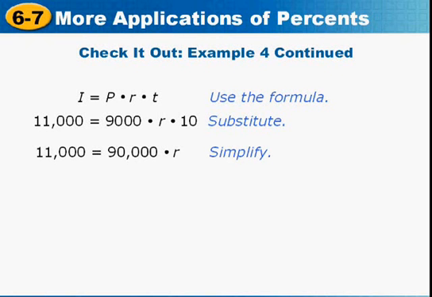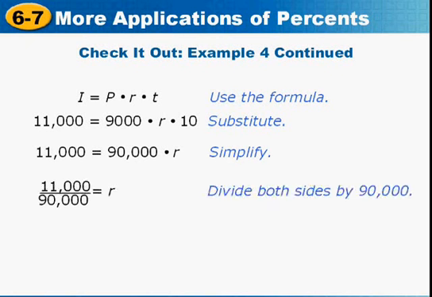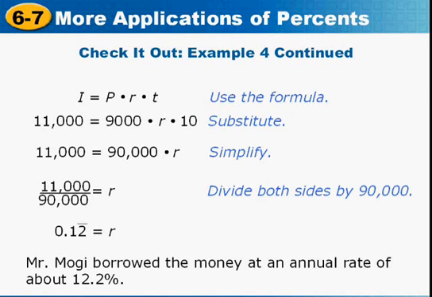9,000 times 10 is 90,000. Inverse operations, divide by 90,000. Drop off those zeros, please. Balance them out, one on top, one on bottom. Chop them out. 0.122 repeating for the R. Move the decimal, please, because rate is written as a percent. So, Mr. Moji borrowed the money at an annual rate of about 12.2%. We say about because that 2 repeats, so we could never be exact.